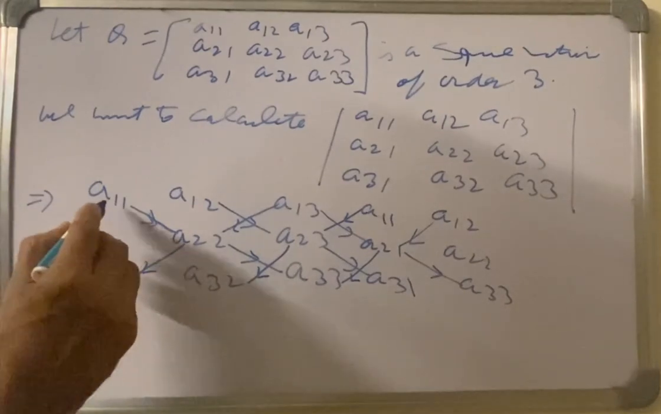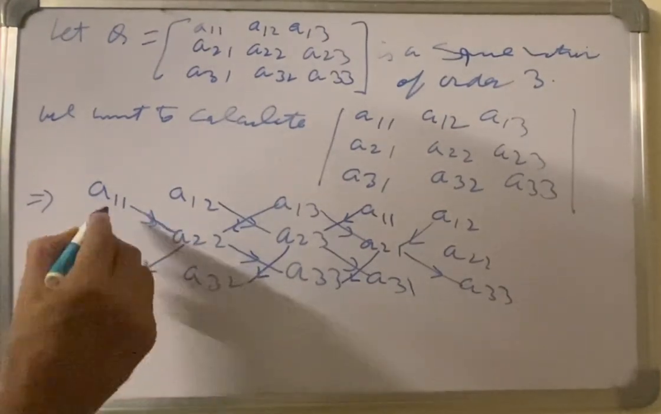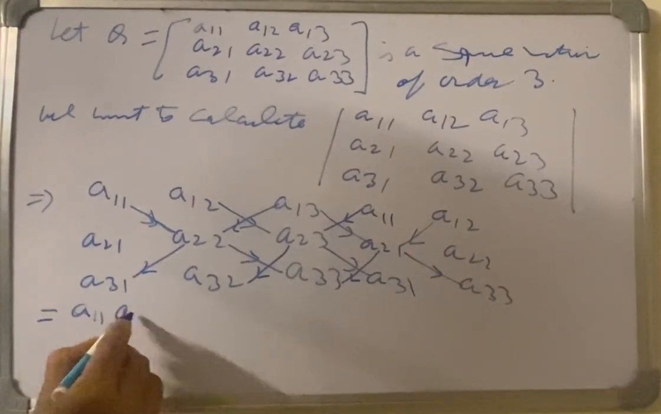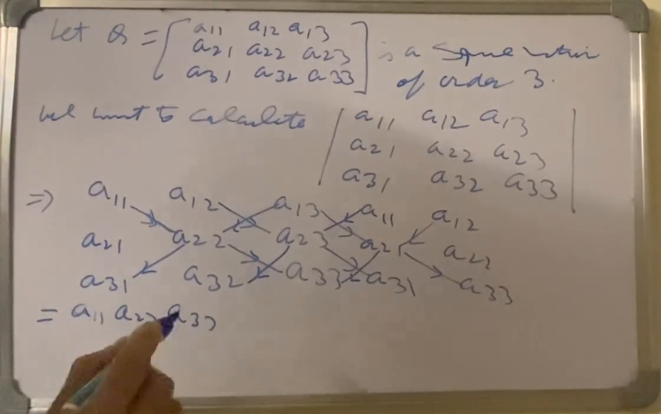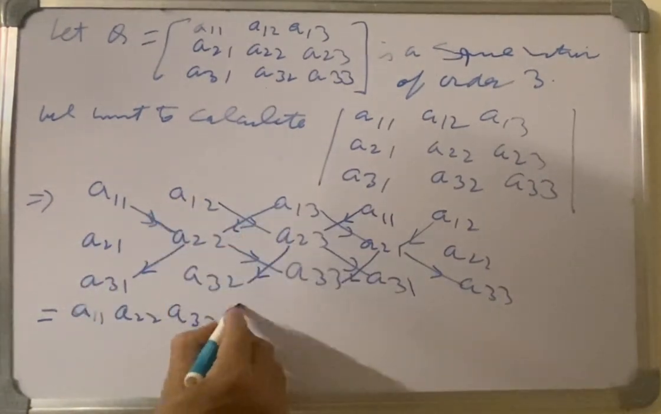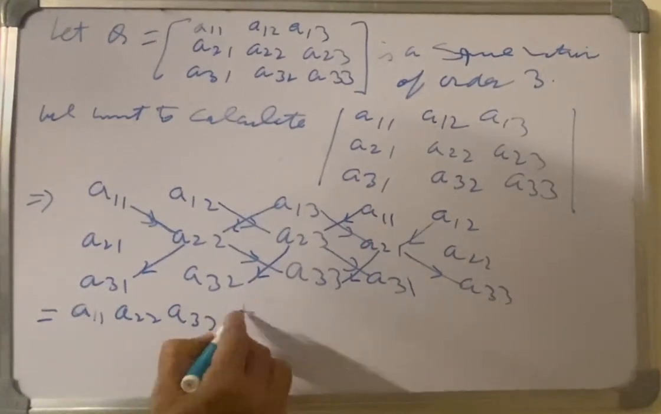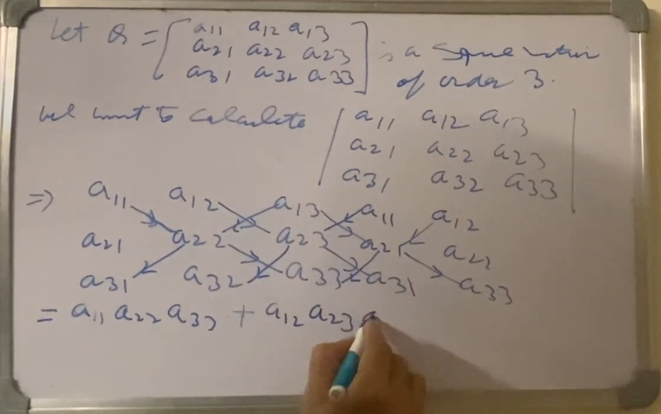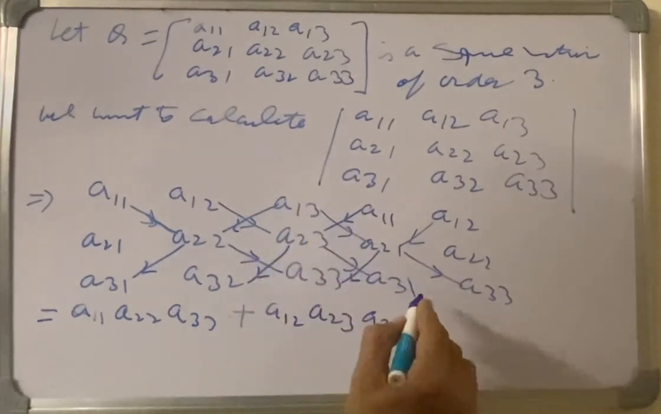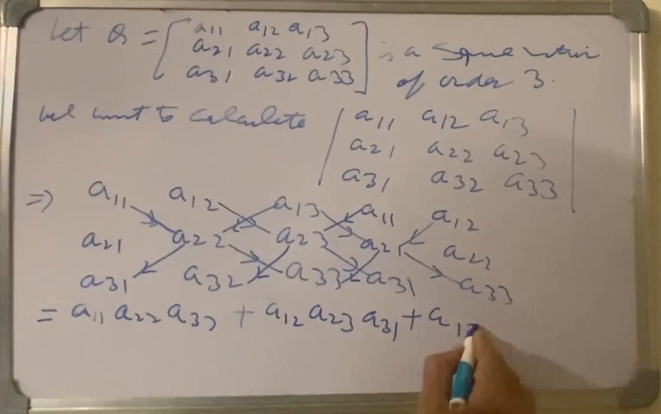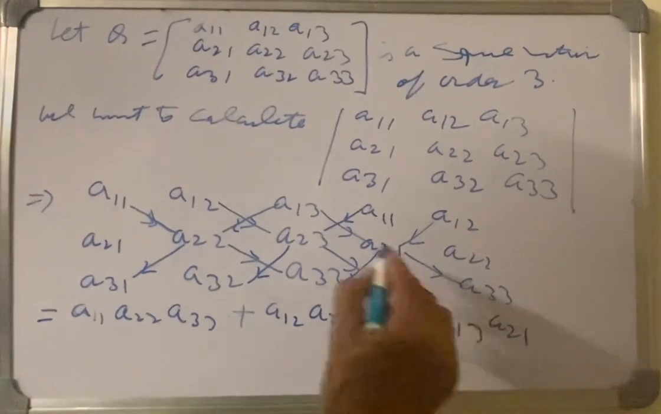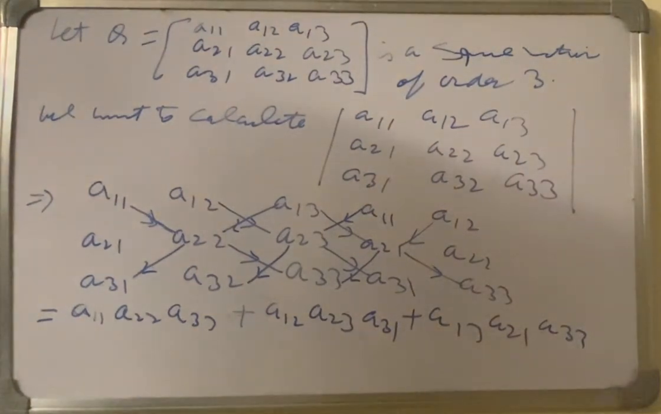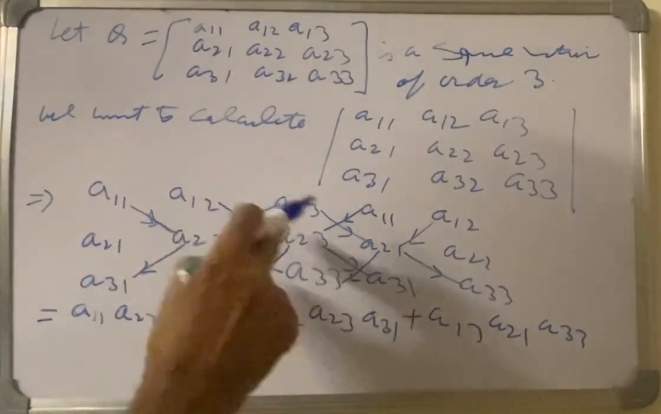We take sum of products of these. First of all, we take first A11, A22, A33. Second line parallel to this is plus A12, A23, A31. Then third is plus A13, A21, A32. So these are the sum of products of elements of broken lines parallel to diagonal.